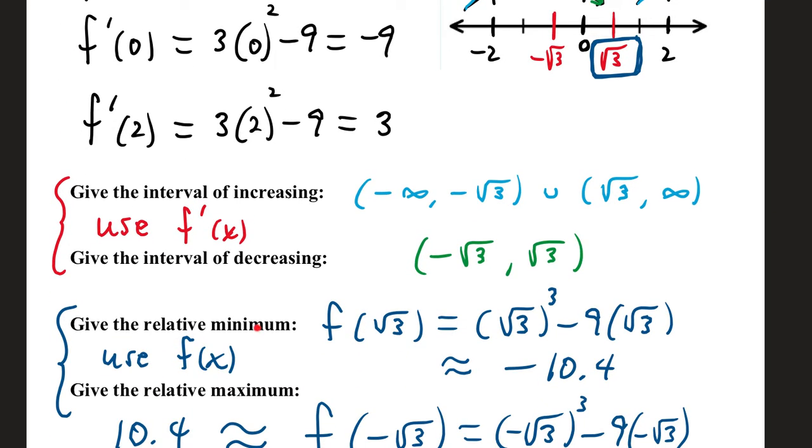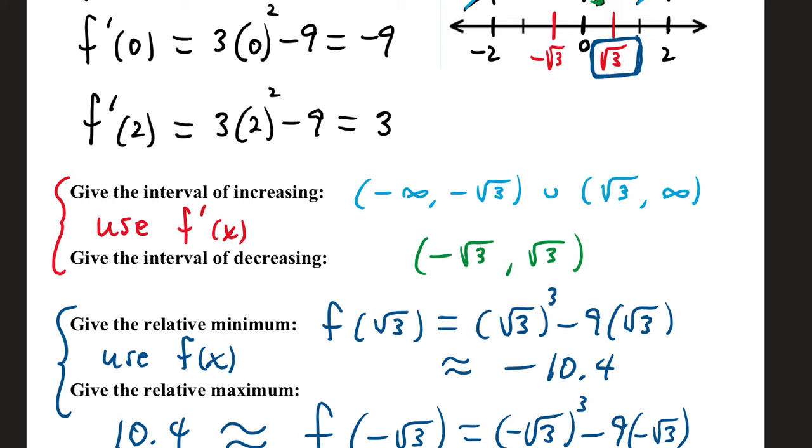When you're asked to find relative minimum and or relative maximum, use the original function. The minimum was when we used our second critical number, so the original function with square root of 3 plugged in is square root of 3 cubed minus 9 times the square root of 3. And this was approximately negative 10.4.